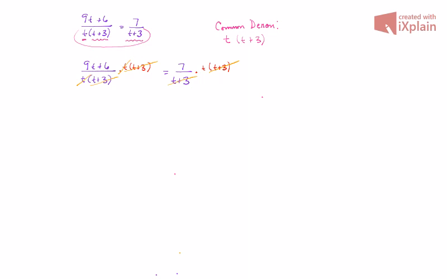Okay, so now let's rewrite the problem and see what we're left with. So we're left with 9t plus 6 is equal to 7 times t. I will subtract 9t from both sides in an attempt to combine like terms. And that's going to give me 6 is equal to negative 2t. To undo that multiplication, we're going to divide both sides by that coefficient of negative 2. And this will give me negative 3 is equal to t.